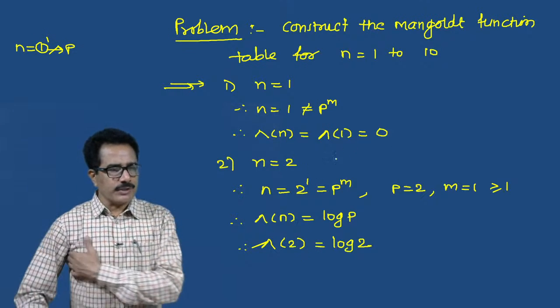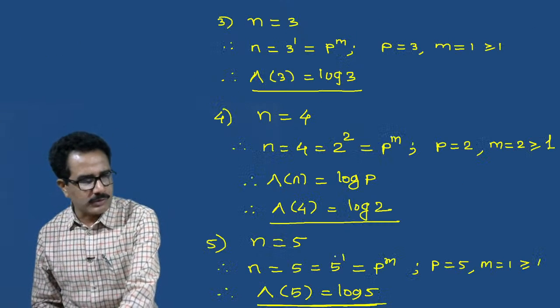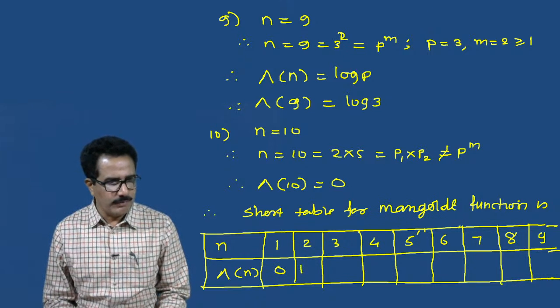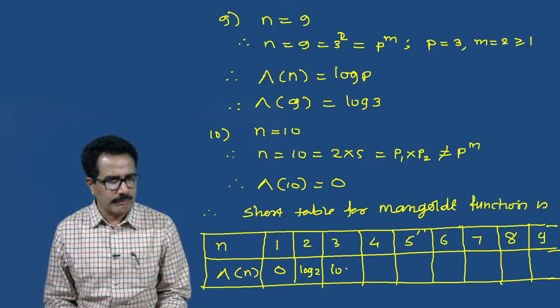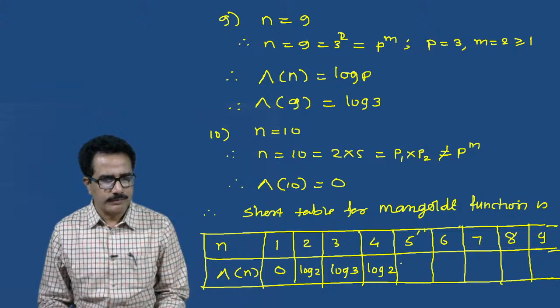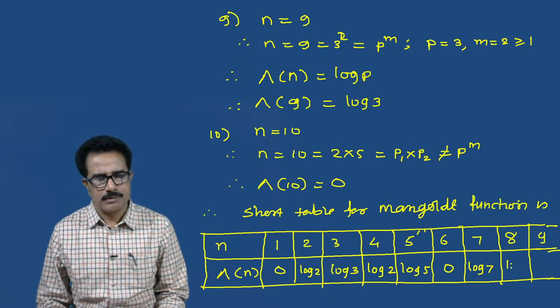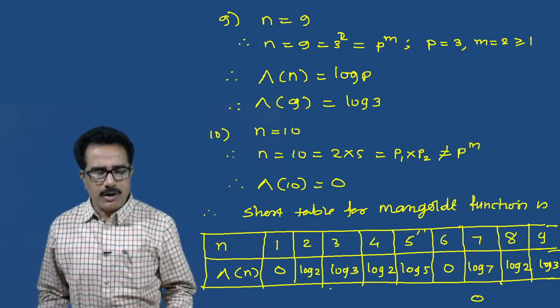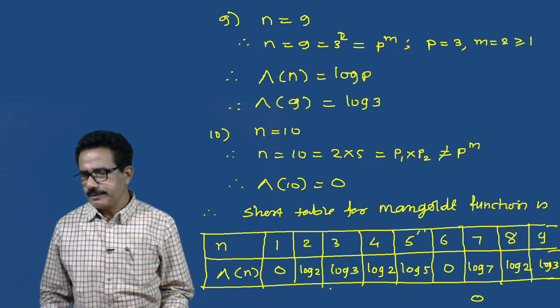Lambda of 1 is equal to 0, lambda of 2 is equal to log 2, lambda of 3 is equal to log 3, then 0, log 2, log 3, log 2, log 5, 0, log 7, log 2, log 3, and the last value is log of 0, which does not exist.